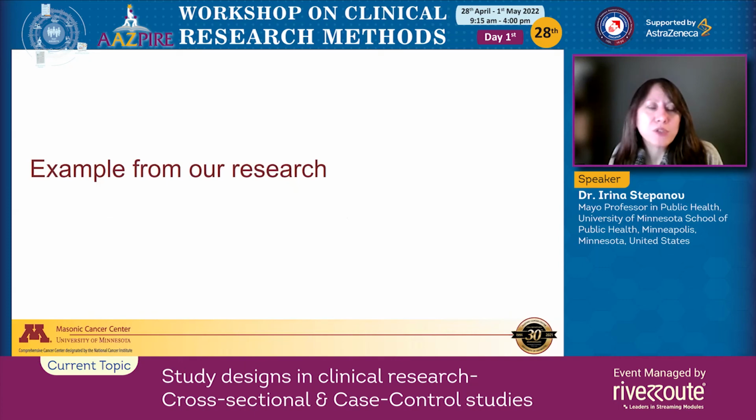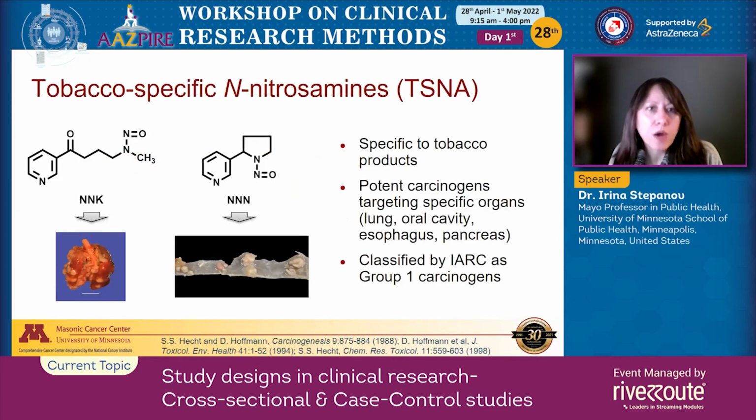Now, very quickly, I wanted to give you an example of a case-control study from our research. We are particularly interested in tobacco-specific nitrosamines and their role in cancer development in tobacco users. And these are very potent carcinogens. These are just some pictures of cancers caused by a compound called NNK that is present in tobacco. And this is lung tumors caused in laboratory animals by NNK. And NNN causes esophageal tumors and oral tumors in laboratory animals.